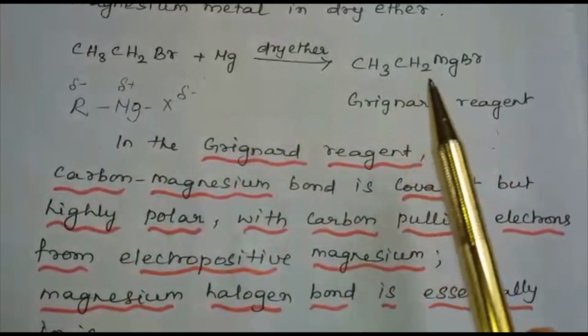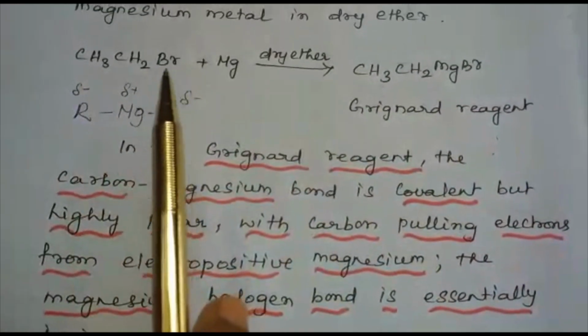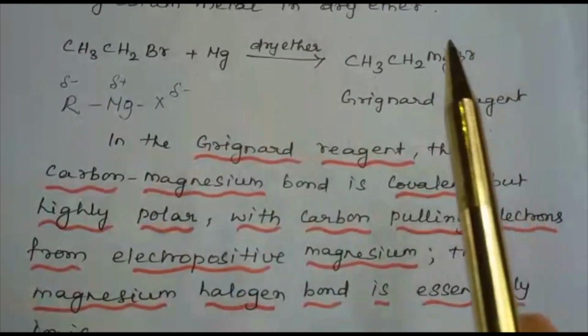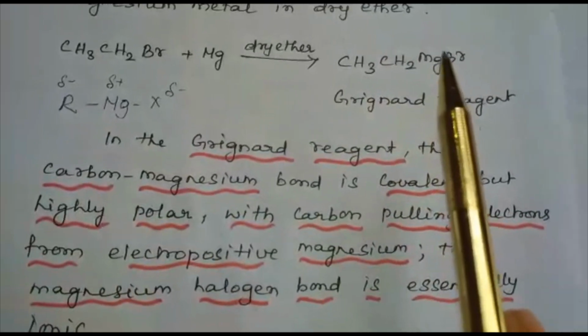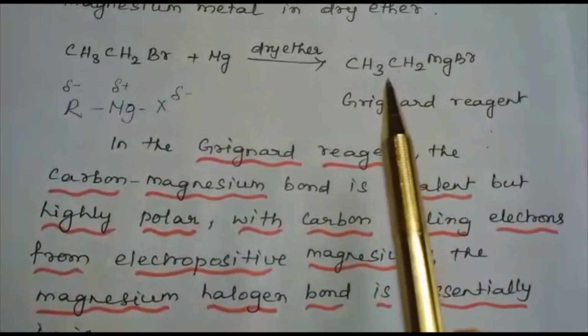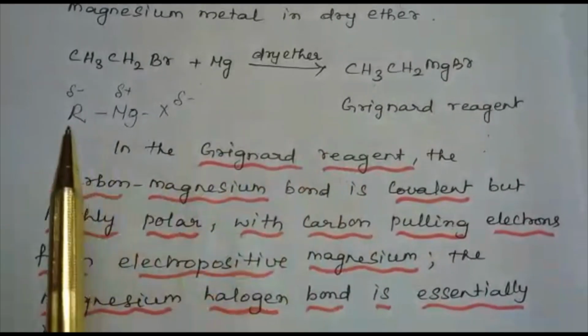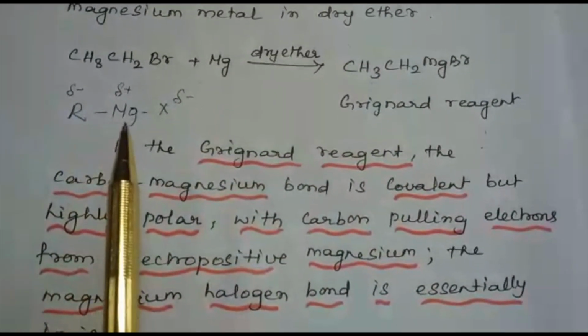Grignard reagent, this is RMgX. Alkyl halide RX plus magnesium in dry ether gives the Grignard reagent, that is CH3CH2MgBr, where instead of R we have the ethyl group. In the Grignard reagent, the carbon-magnesium bond is covalent.